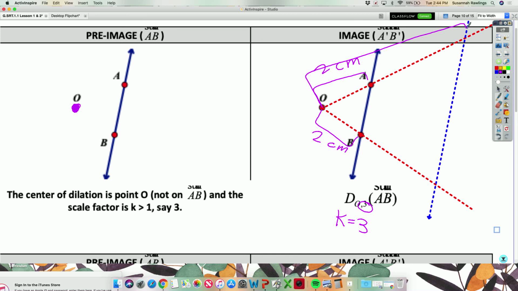That's where the blue line comes in. So you want to measure back from the O, 6 centimeters to mark where your new A prime is going to be. So you want to get it as accurately as you can so that they line up. So measure 6 centimeters. Two times 3.